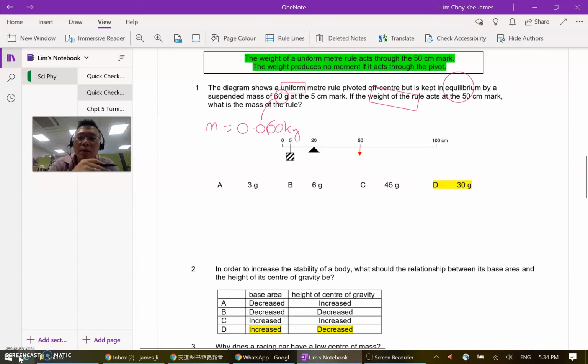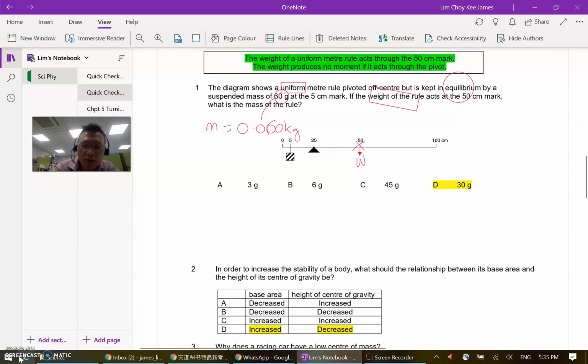Uniform means it's balanced, regular shape, meaning the CG will be in the middle of the platform. In this case, uniform means that for a 1 meter rule, the CG will be at the 50 cm mark. This is where the weight will act, and this is what we mean by CG. The CG is the point at the middle of the ruler, and this is where the weight will act.